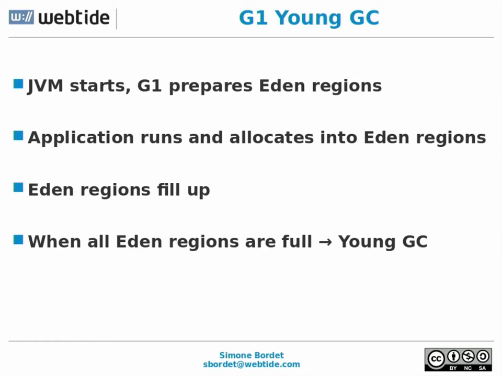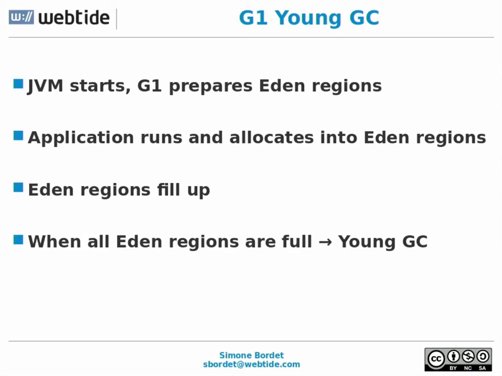So where does it allocate? G1 chooses the first region and then you start to fill objects in there. Eventually the particular region gets full, so G1 picks a second region and then you start allocating there until it gets full, then a third region and so forth, right? Until all the eden regions are full, then a young generation collection happens, okay?